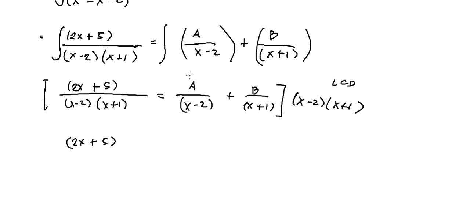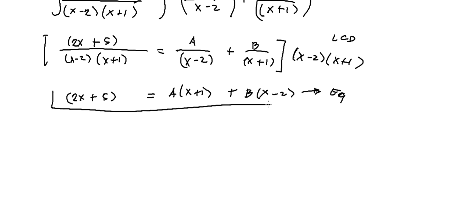On the right side of our equation, we have A over (x minus 2) multiplied by this, so the x minus 2 will cancel out and we have left the x plus 1. Then for B, the x plus 1 will cancel out and we have left x minus 2. This is our new equation. From here, how can we again find the values of the constants A and B?